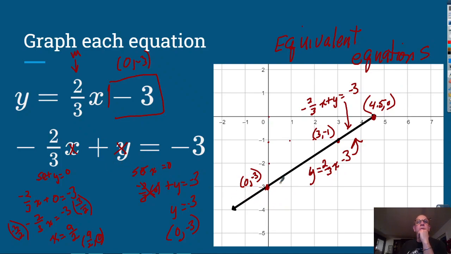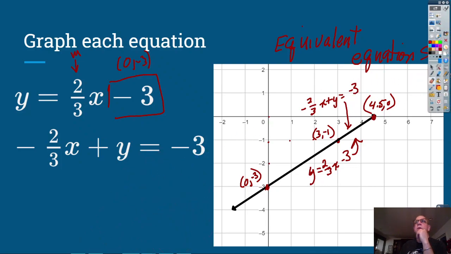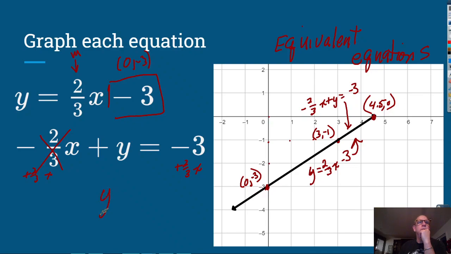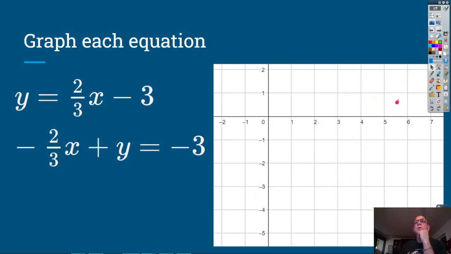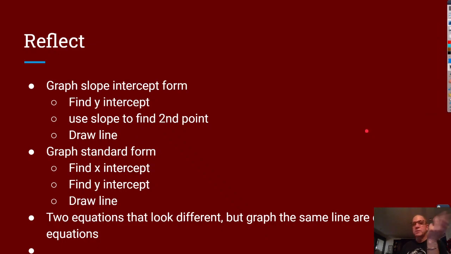Because if I solve for y, so let me take this second equation and solve for y, we will find out that we end up with the same equation. So to solve for y, I add 2/3 x to both sides. So negative 2/3 x plus 2/3 x is gone. So we have y equals 2/3 x minus 3, which is exactly the same as we have up here. So these are actually the same equation. They are just in different forms. And we know they're the same equation because when we graph them, we got the same line.